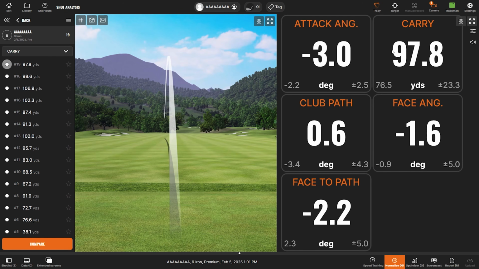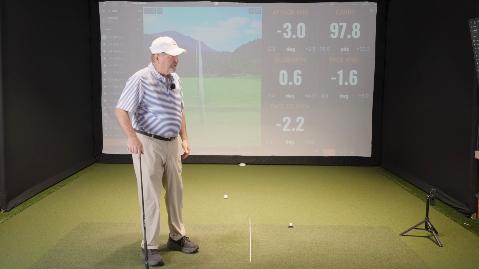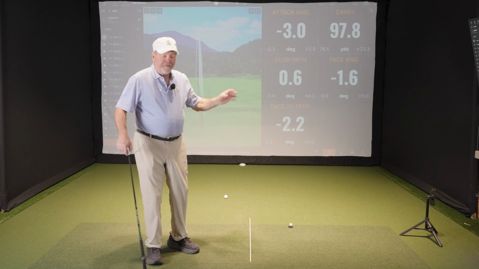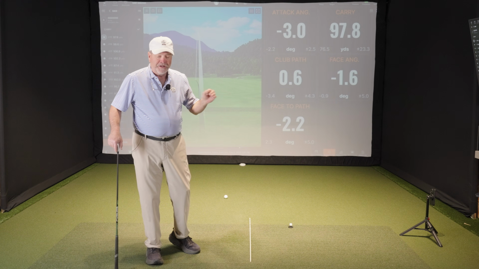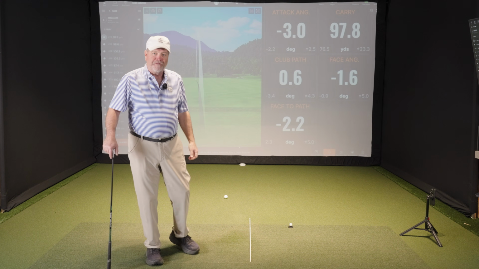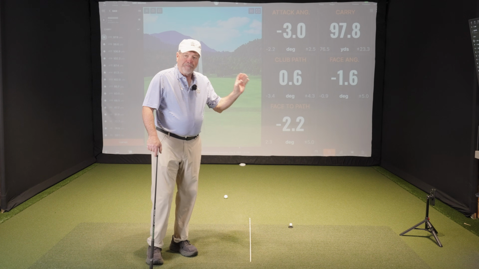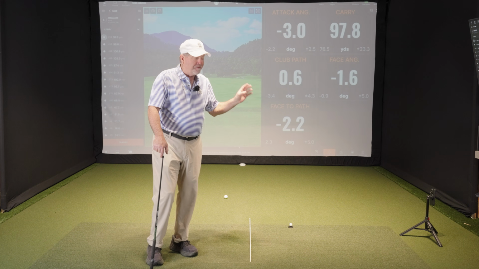So pretty typical swing of mine, -3 on an attack angle, pretty close to 0 on club path. My face angle just slightly closed a degree. So that's pretty well my typical shot, is just a little draw, and that's what I've always tried to hit. And so that's face to path, a -2, -1 is a perfect little draw for most players, and that's a pretty good number to look at if you're trying to hit draws.